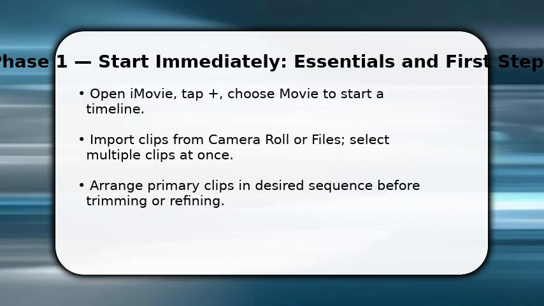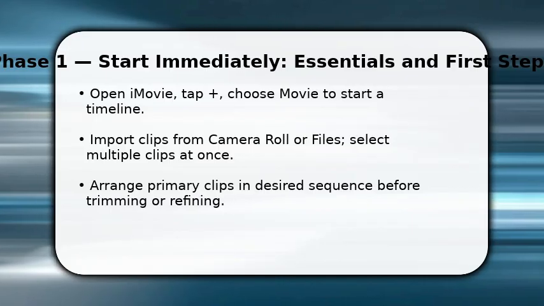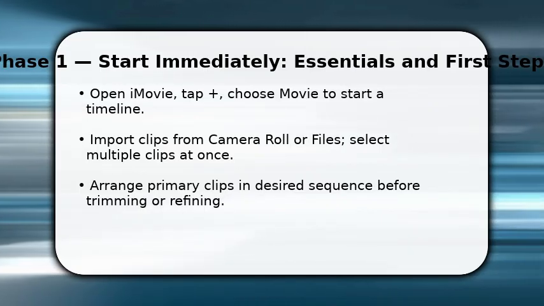You begin by creating a movie project so clips live on one timeline. Tap Plus, choose Movie, then pick your clips. Select them in the order you generally want. Once done, press Create to load them into the timeline. This saves time because arranging as you import reduces later shuffling.